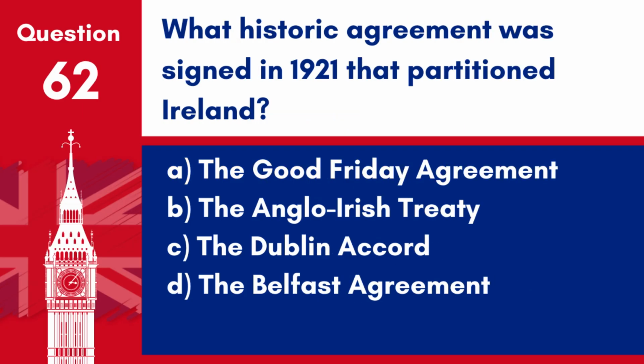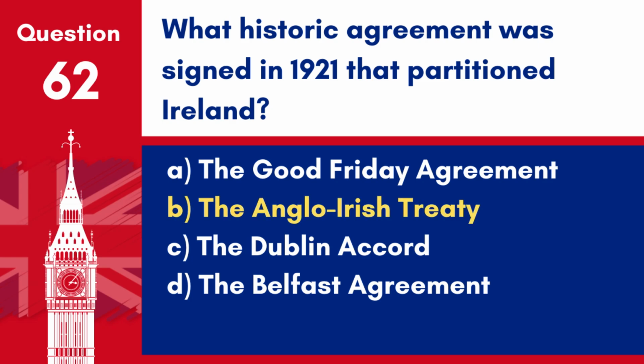Question 62. What historic agreement was signed in 1921 that partitioned Ireland? A. The Good Friday Agreement. B. The Anglo-Irish Treaty. C. The Dublin Accord. D. The Belfast Agreement.